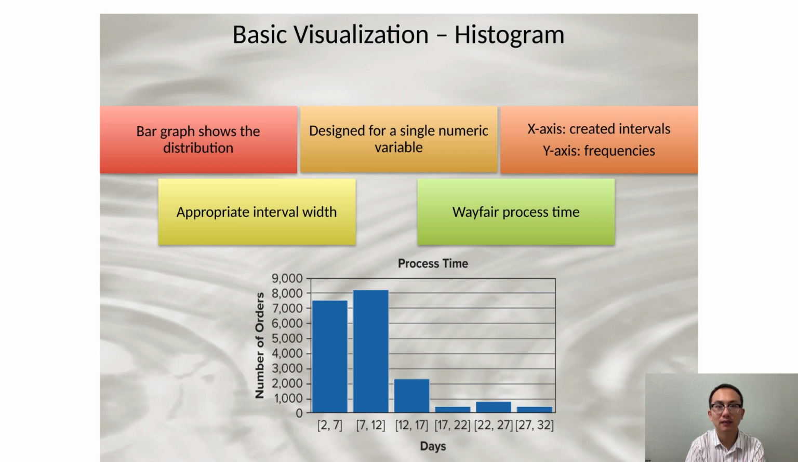Imagine we're analyzing Wayfair's order processing times, specifically how many days it took to fulfill 20,000 orders. We create a histogram to look at the distribution of those times. From the histogram, we can see that most of the orders were processed in about 2 to 12 days, and the peak appears around 7 to 12 days. There are very few orders that took longer, which gives the distribution a right-skewed shape. That tells us the company processes most orders fairly quickly, but there are a few exceptions that take longer.